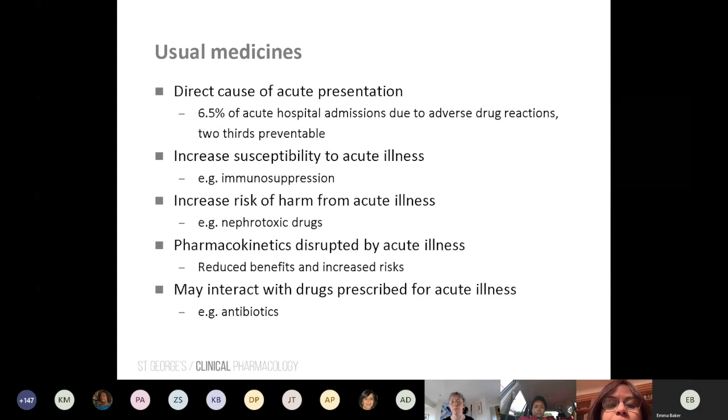Patients on usual medicines are more likely to get acutely unwell, for example, if they're immunosuppressed. If they do get acutely unwell, they're more likely to be harmed. For example, if they're on nephrotoxic drugs, the DAM drugs that a lot of you have mentioned. Pharmacokinetics is disrupted by acute illness, reducing the benefits of medicines and increasing the risk. And you'll be delighted to know I'm going to give you a pharmacokinetics slide in a minute. And of course, any drugs that you're normally on might interact with those prescribed for acute illness, particularly, for example, antibiotics.